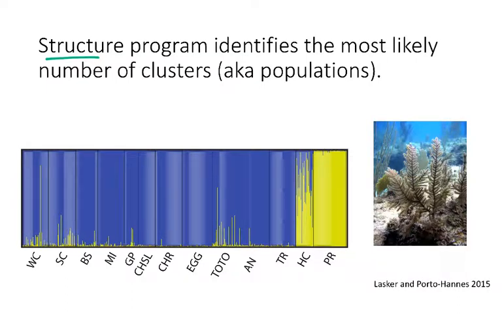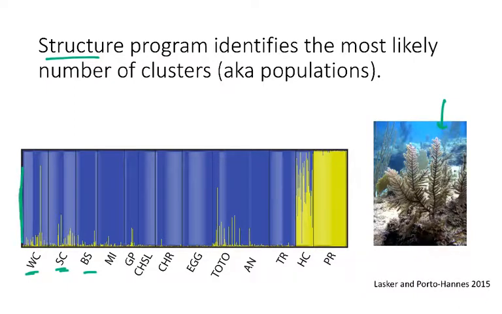So I'll walk us through this image here. This is what a structure plot looks like. When you run this program, this is what the data looks like. In these plots, these letter abbreviations along the bottom axis are different geographic sites where individuals were sampled from. This particular data is from octocorals that were collected in different sites in the Bahamas. So each of these letters on the bottom corresponds to a different geographic sampling site.